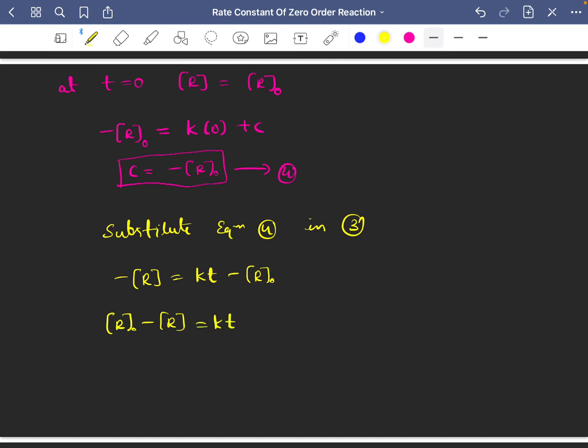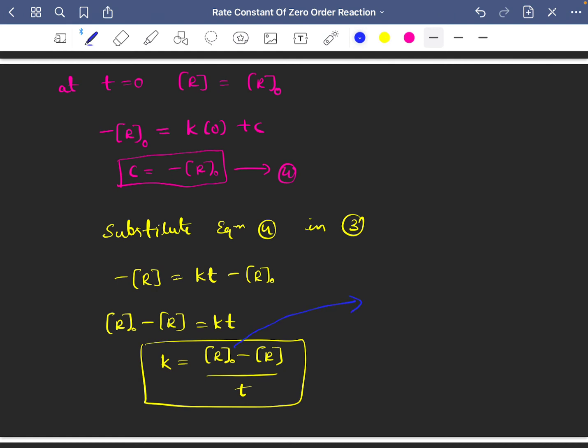And we need the expression for rate constant. Therefore K is equal to concentration of R naught minus concentration of R, by t. So this is the expression for the rate constant of a zero order reaction. Here R naught is the initial concentration, and R is the concentration at time t, or concentration at any time you can write.